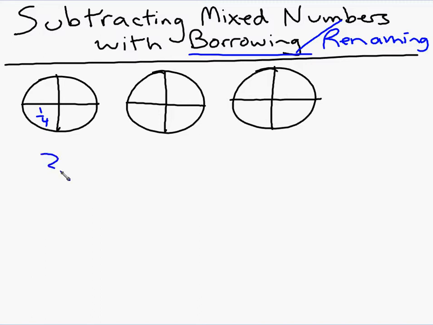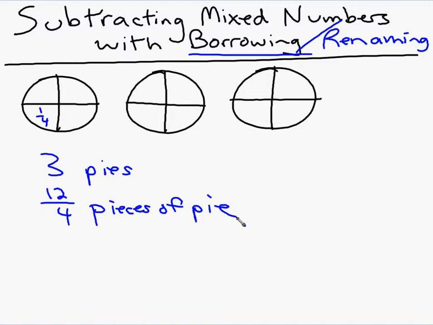What I want you to see is we could call those three pies several things. Couldn't I just say there's three pies? Right? I could say there's three pies. Or, how many fourths are there? So how many fourths are there? Aren't there 12 fourths? 12 pieces of pie right now, right? So I could say there's 12 fourths, right, pieces of pie. Okay, that's another way that I could say it.